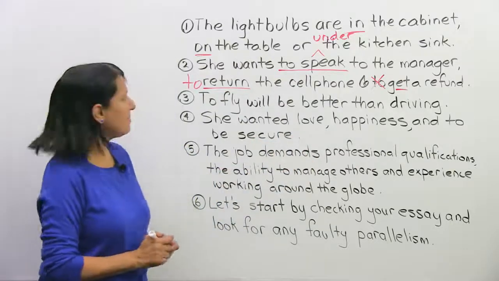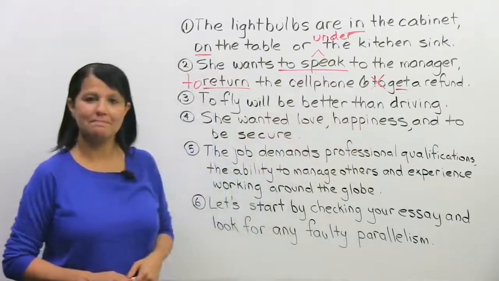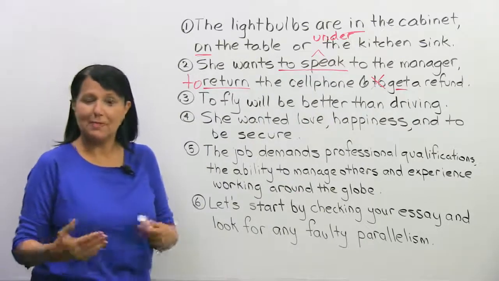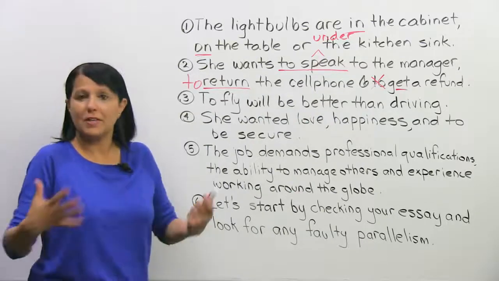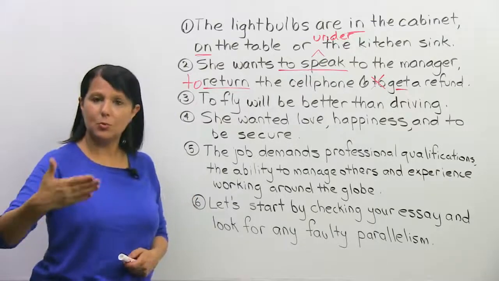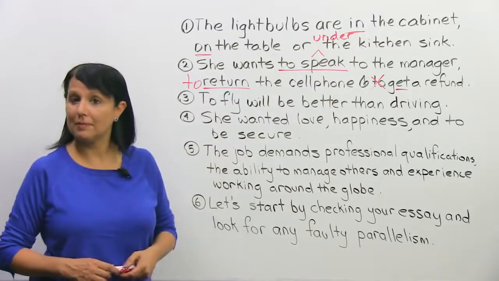Next, number 3. To fly will be better than driving. Maybe you've written sentences like this. I do sometimes. Sometimes I write it like that first, but then I correct it because I'm aware of it, okay? And as you become more aware of it, you will correct your sentences. To fly will be better than driving.